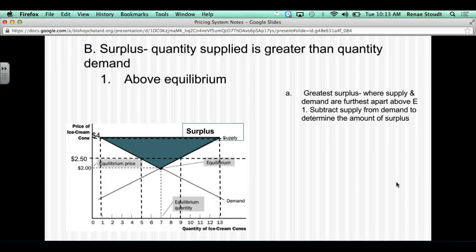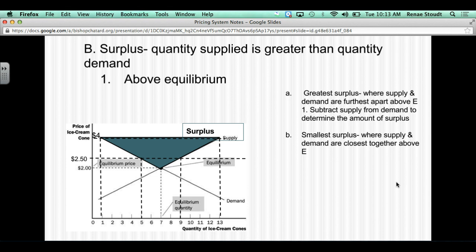Now, in the past, I have not had people write that part down, and then inevitably when I ask them questions about it, they're like, what? How did I do that again? So that's why I'm having you write it down. So the greatest surplus is where the supply and demand are separated the most. Now, the smallest surplus is going to be where they're closest together, and it's above equilibrium.